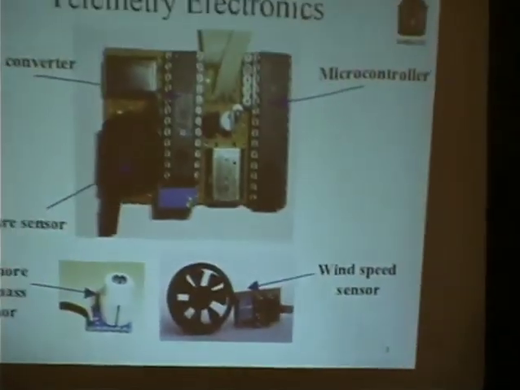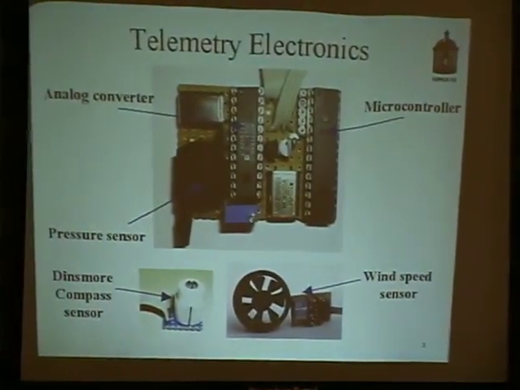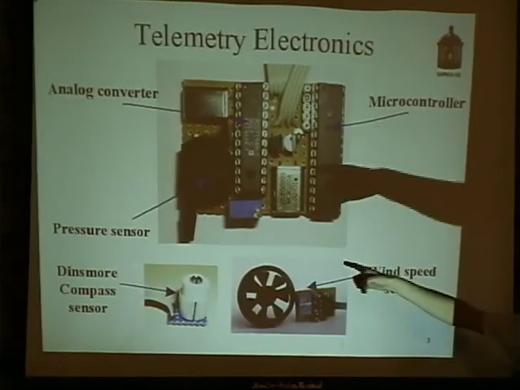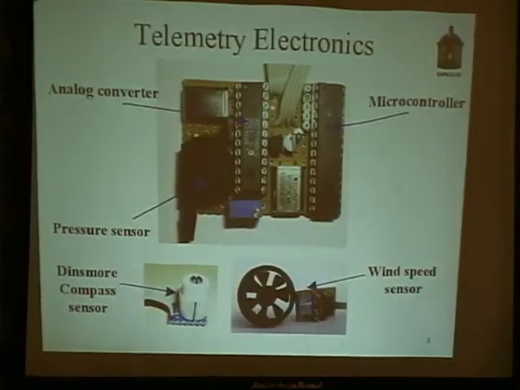So for the altitude measurement, we need a pressure sensor. So it's the part here. Then an analog converter, and all the voltage is converted and is computed with a microcontroller that generates directly the video signal.